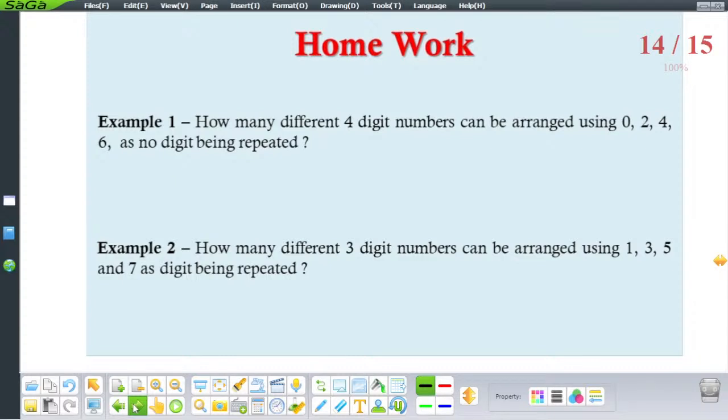Example 1: how many different 4-digit numbers can be arranged by using 0, 2, 4, 6 with no digit being repeated? And example 2: how many different 3-digit numbers can be arranged by using 1, 3, 5 and 7 with digits being repeated? Whatever answers you get for this homework, put them into the chat box. We will discuss that homework in the second part.